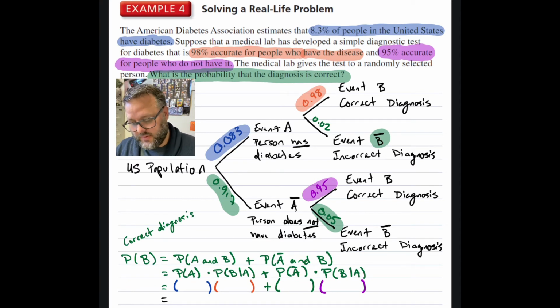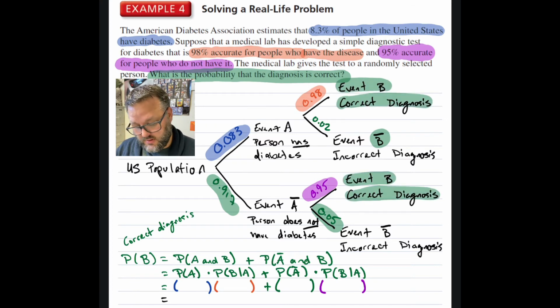All right, what does all this mean? Well, we need to use these to find the probability of A and B and the probability of not A and B, in this case, to find out the probability the diagnosis was correct. And that is our event B. Event B is that we have a correct diagnosis. That actually happens in two different instances. We can have a correct diagnosis when you're diagnosed with diabetes, and we can have a correct diagnosis when you are not diagnosed with diabetes.